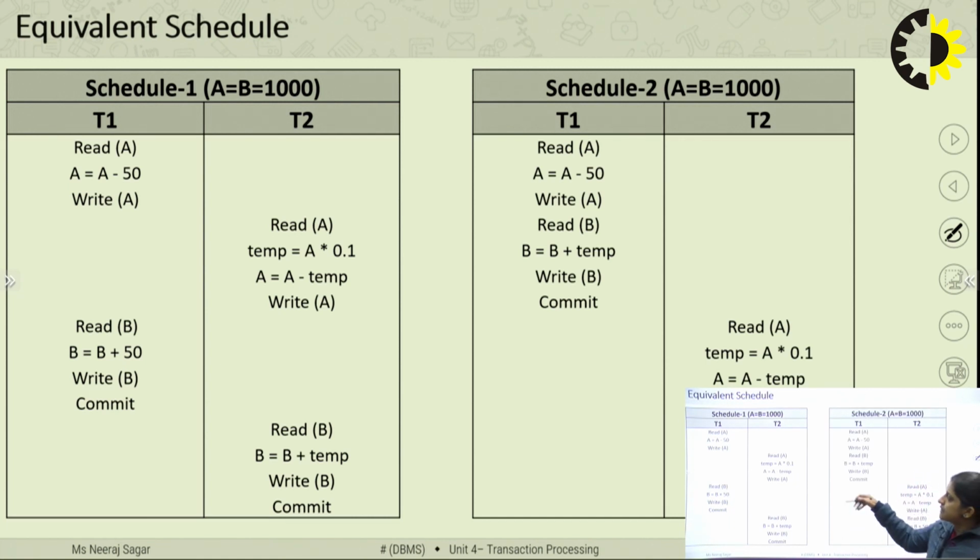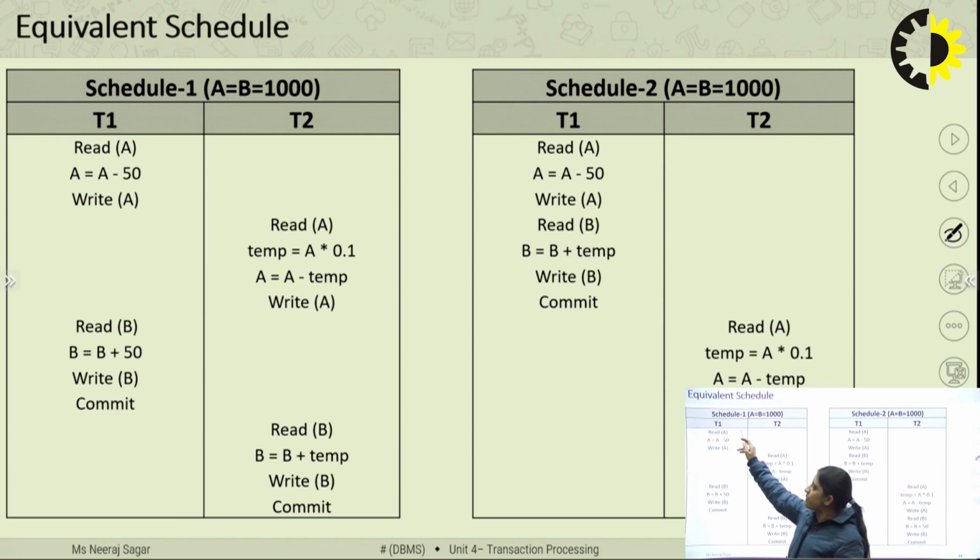Here this is schedule 1 and this is schedule 2, and in both schedules there are two transactions, T1 and T2. Here first of all T1 is performed and then T2, and in this first of all T1 executes until it performs the commit operation, and after that only T2 starts. Suppose we take the values of A and B: initially A is 100 and B is 200.